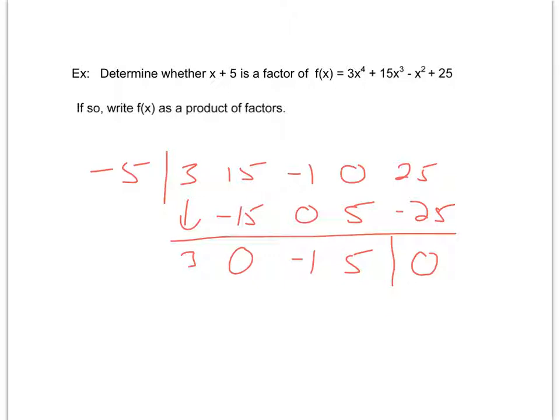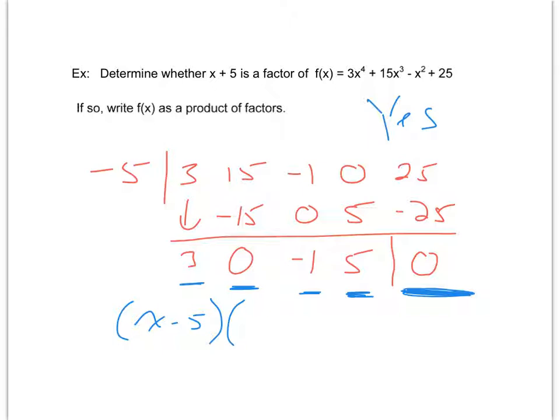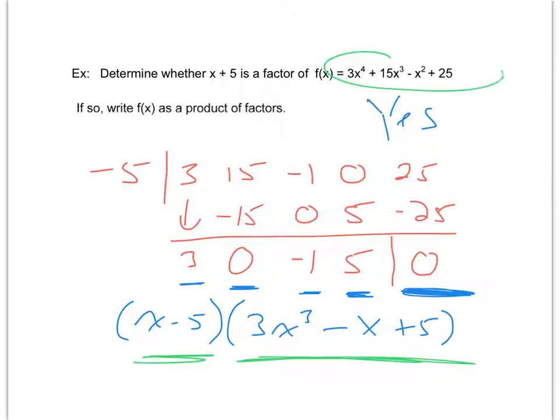Hey, I have a remainder of 0. So x plus 5 is a factor. Yes. So my product is x plus 5 times my quotient, which is 3x to the third, plus 0x squared, minus 1x, plus 5. Of course, if I were to FOIL this thing times this thing, I would end up back here, but we're not going to do that. This is my product, my factored form of this polynomial.